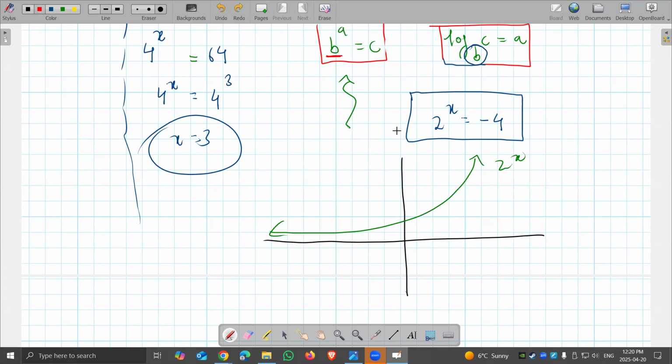Now think about this. That's the graph of 2 power x. Would the y value for this curve ever be -4? Is there any value of x for which the y value for this graph is -4? Is that possible? No, it's not. So can we evaluate that expression, 2 power x equals -4? We cannot. So that's it. You're done there. Because it's not in the domain.